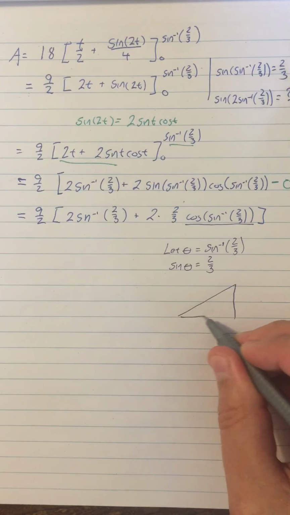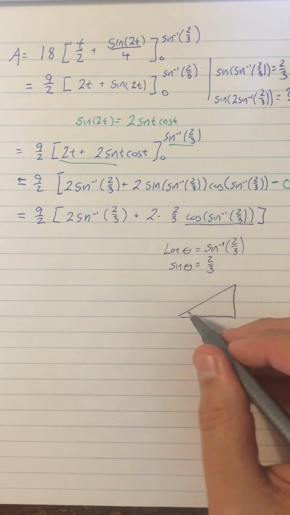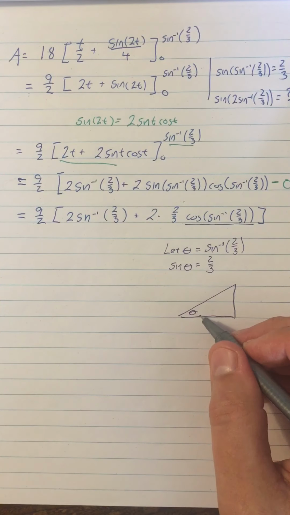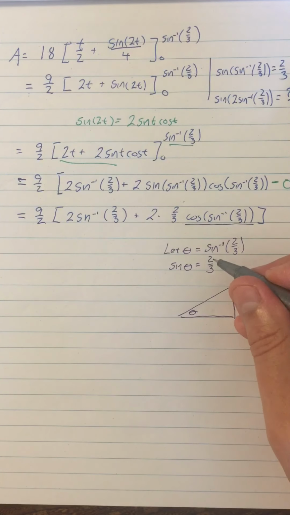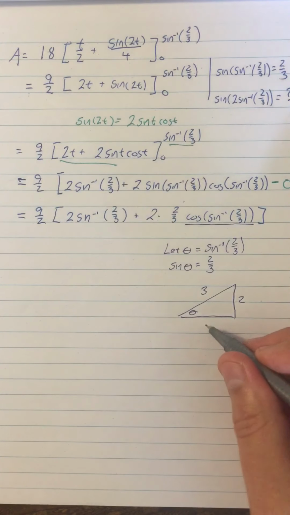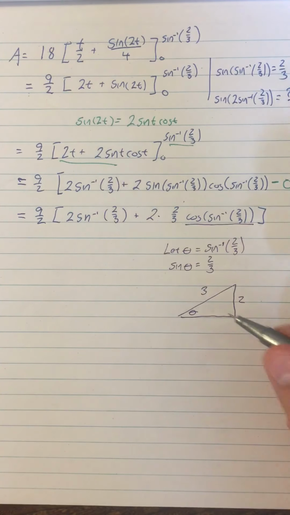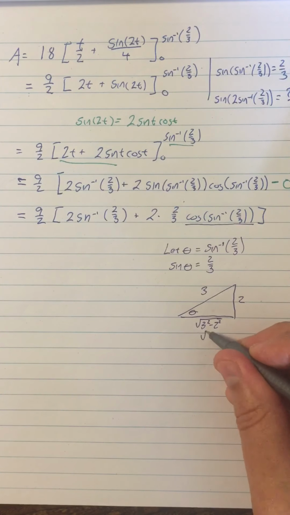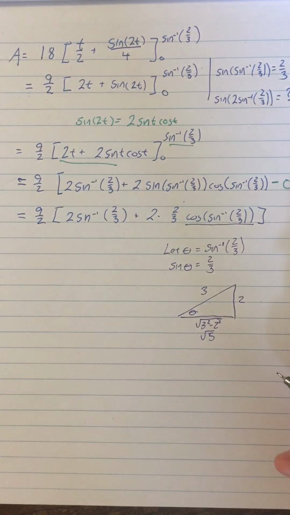We just draw a right triangle that represents this. So here's my theta down here. I could put the theta up here, but I'll put it down here so it just makes more sense. And then opposite over hypotenuse, so 2 over 3. All right. Now I can easily figure out what the adjacent is, and then I can get what cosine of theta is. So the adjacent is going to be square root of 3 squared minus 2 squared, which is equal to square root of 5. So now I know what the adjacent is.